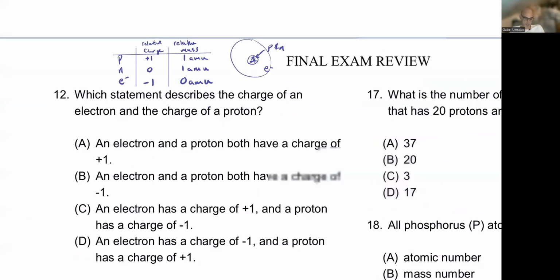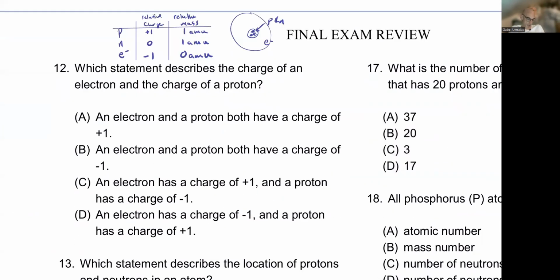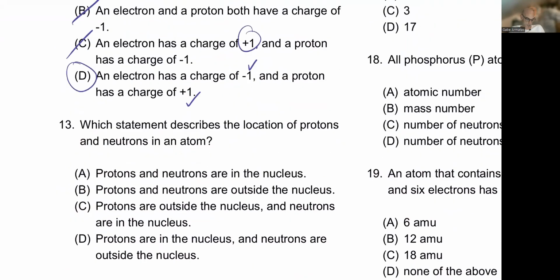So which statement describes the charge of an electron and the charge of a proton? An electron and a proton both have +1 charge, -1 charge. That's just not true. An electron has a charge of +1, not true. An electron has a charge of -1, yep. And a proton has a charge of +1. Great. Answer is D. So that's it. We have to remember that all of the mass is in the nucleus. The negative charge from the electron balances out the number of protons in the nucleus.